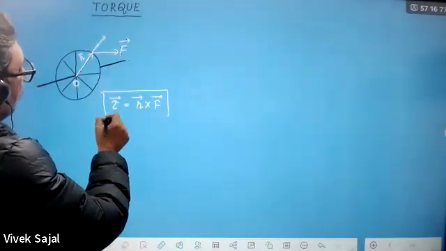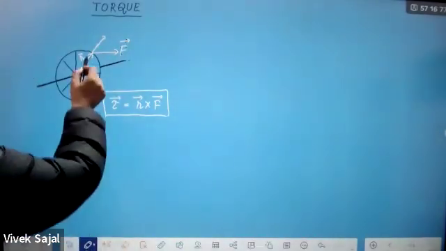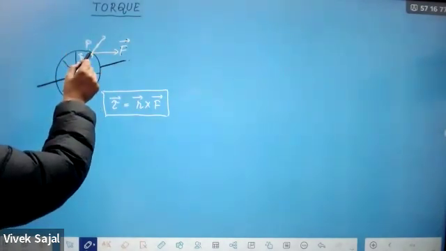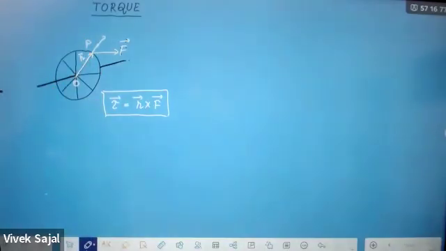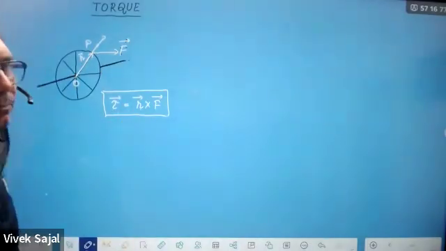R is the position vector of the point at which you are applying the force. You are applying the force at this point P. So what is R? R is the position vector of this point with respect to the axis about which you are going to rotate it. So what will be the torque in this case? Torque will be equal to R cross F.